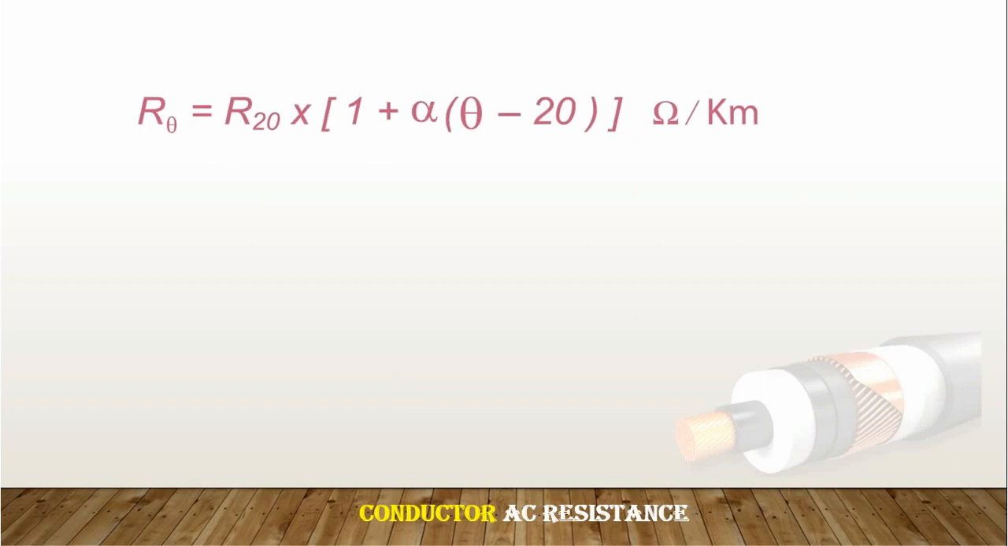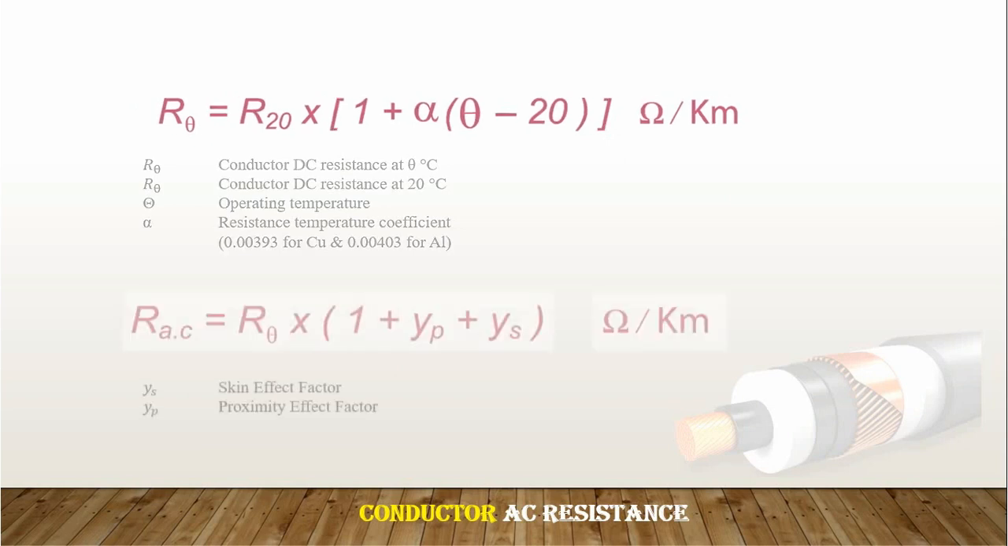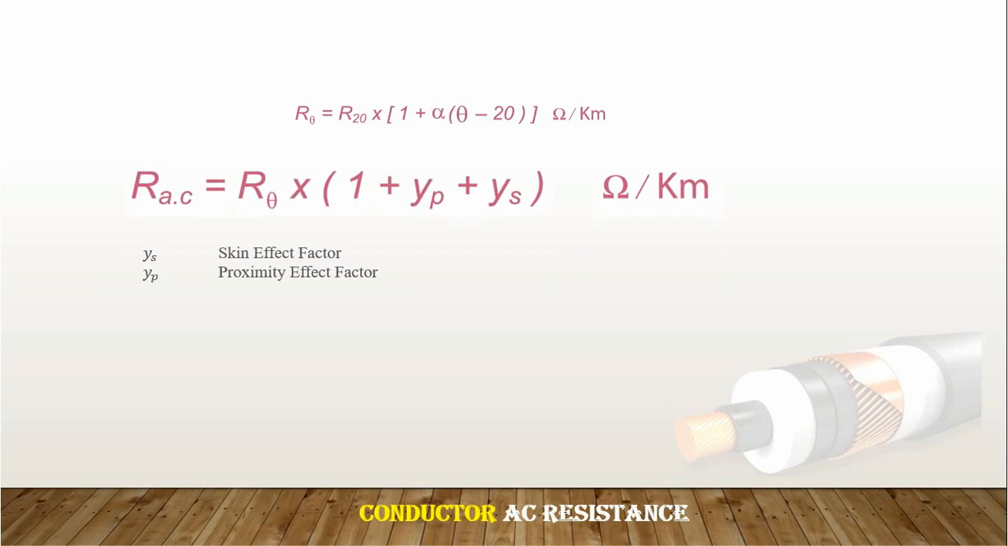To calculate the DC resistance at a certain temperature, we need to know the resistance at 20 degrees Celsius multiplied by 1 plus alpha, which is the resistance temperature coefficient depending on the material, whether it's copper or aluminum, multiplied by the temperature minus 20. If we get this DC resistance, we can get the AC resistance by multiplying by 1 plus YP plus YS. YP is the proximity effect factor and YS is the skin effect factor.